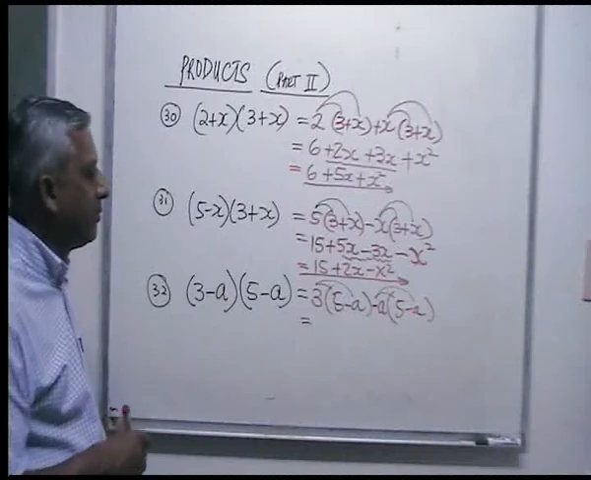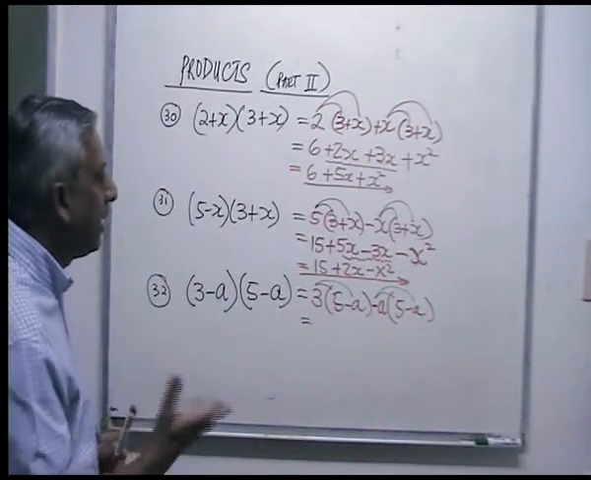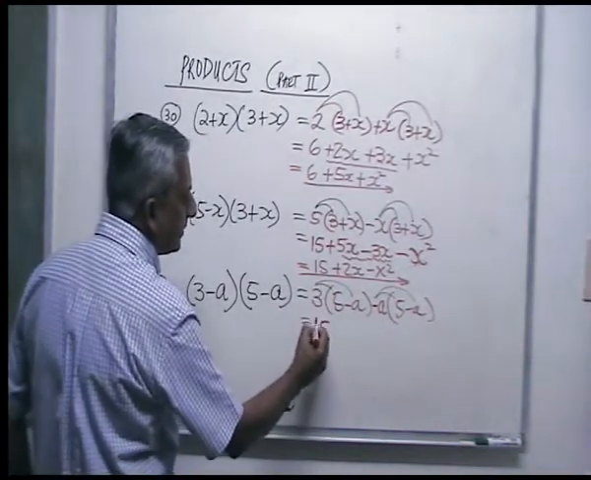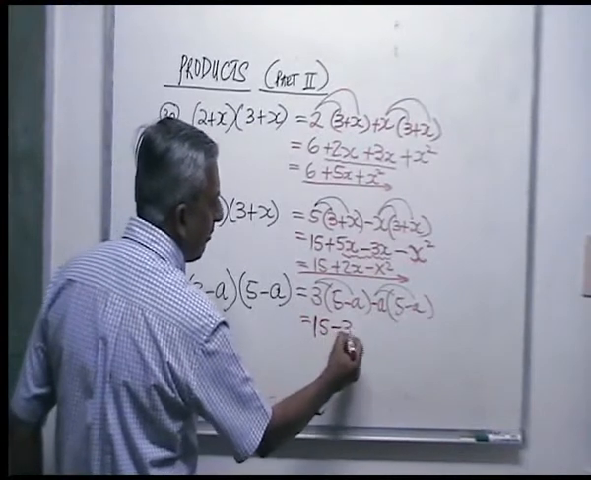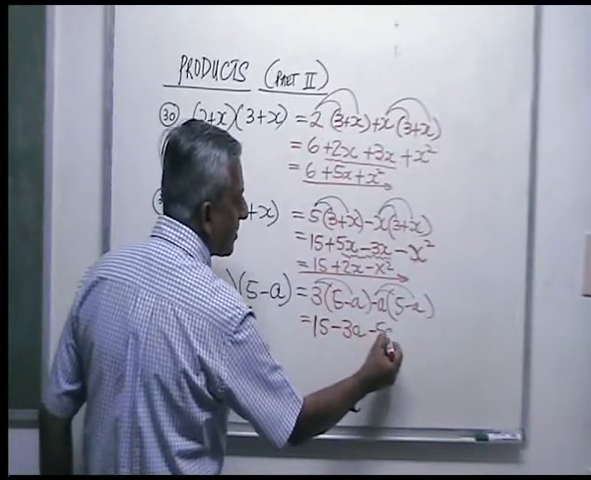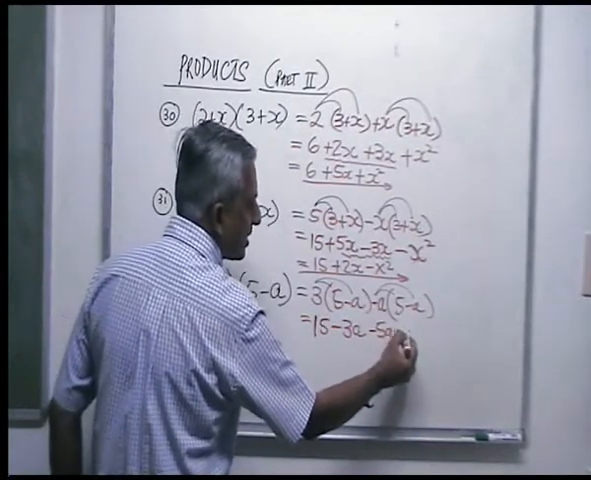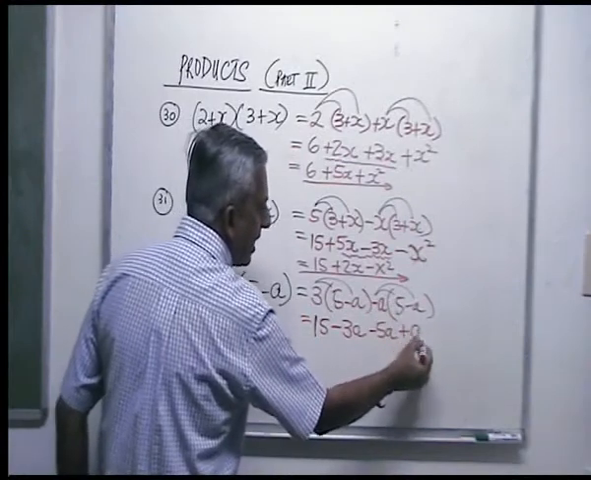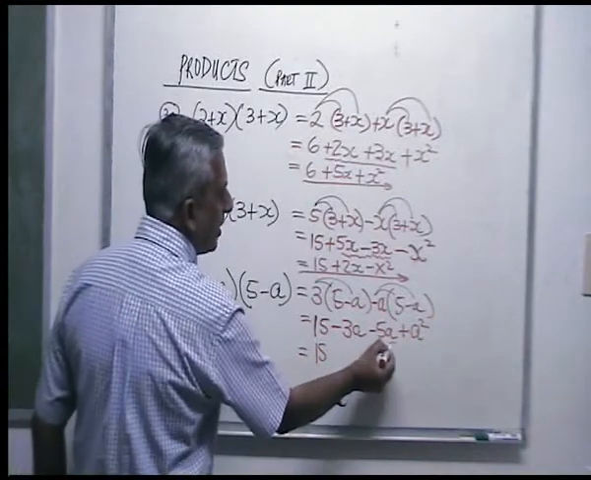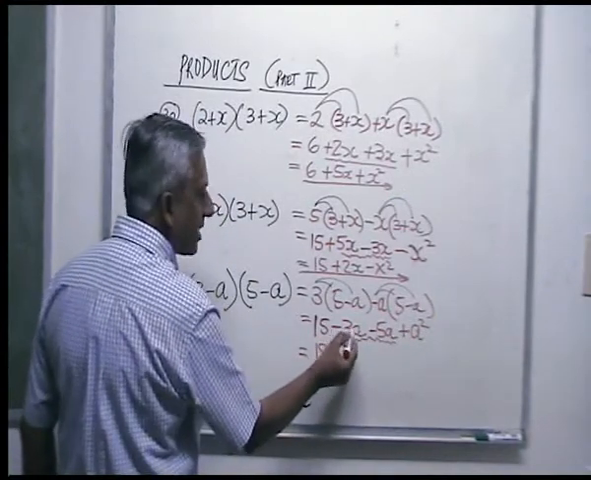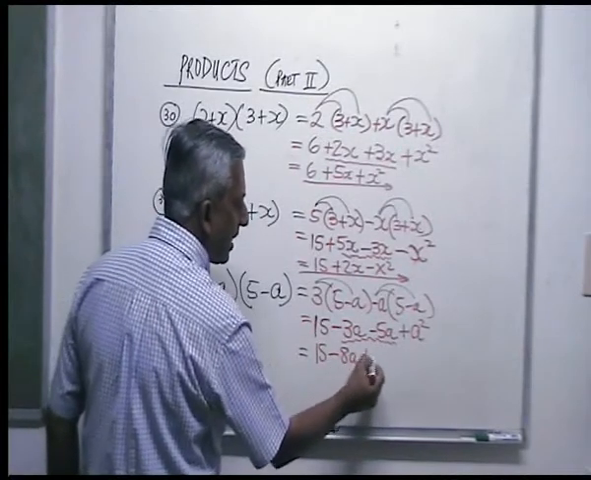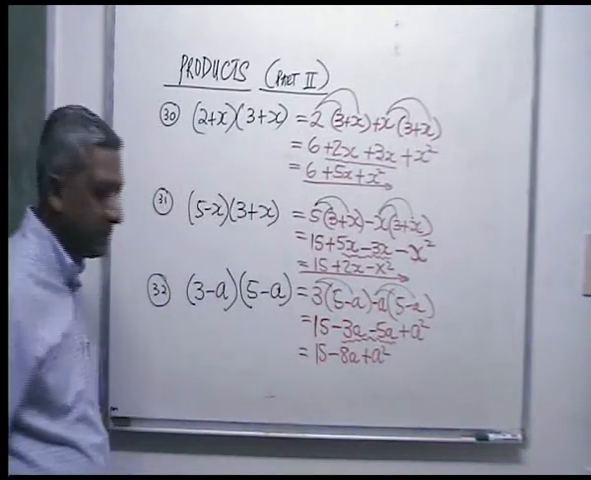That is to show you exactly what I'm doing so that you can focus your eyes there and know what's happening. 3 times 5, 15. 3 times minus a, minus 3a. Minus a times 5, minus 5a. Minus times minus is plus. A times a is a squared. So there's your 15. Once again in the middle you have like terms. Minus 3 and minus 5 gives you minus 8a plus a squared.